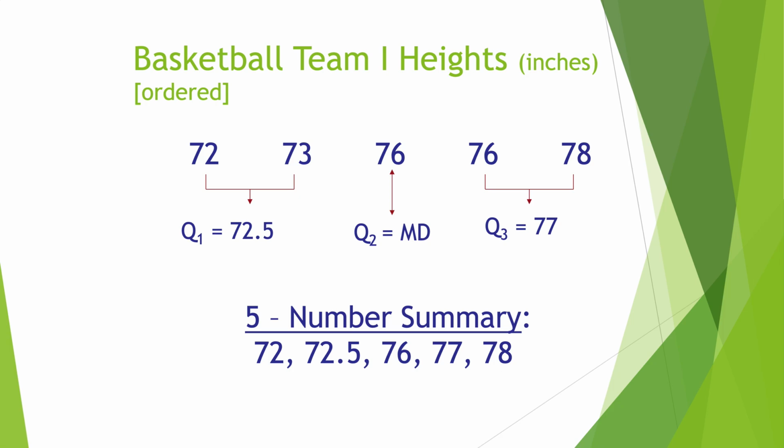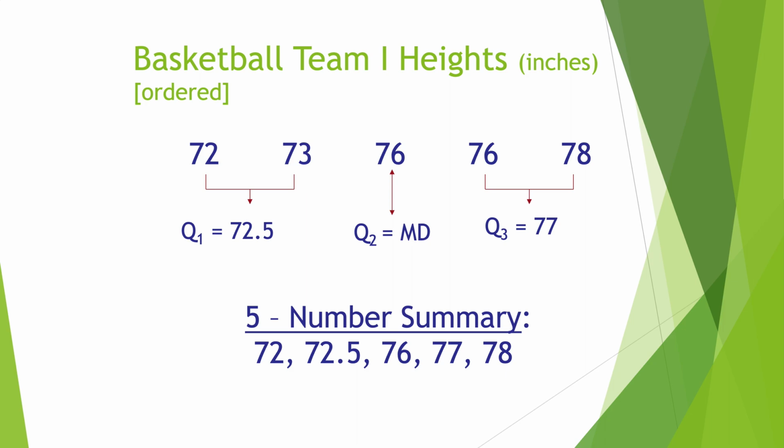Now the really cool thing is that you can do this on your graphing calculator. You can put the data into a graphing calculator, and you can simply say stat, then you go to edit, and when you go to stat edit, clear out the lists, and then go to list 1 and enter the data. 72, enter. 73, enter. 76, enter. 76, enter. 78, enter.